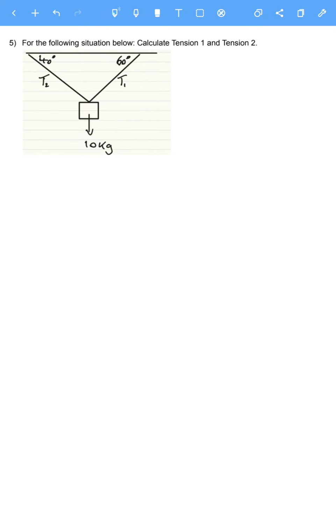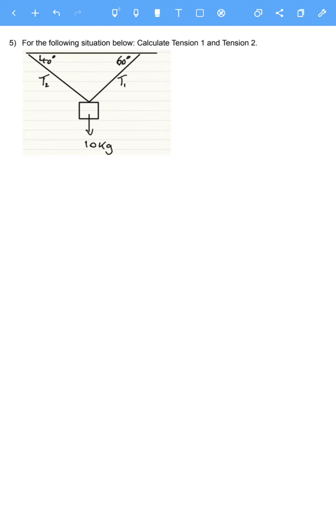Hi there, this is a static equilibrium examination style problem. It's actually probably a little bit above the scope of the A level in terms of how we're going to approach this question. But basically what I want you to do is to calculate T1 and T2 in this example given, but I want you to do it by using simultaneous equations.